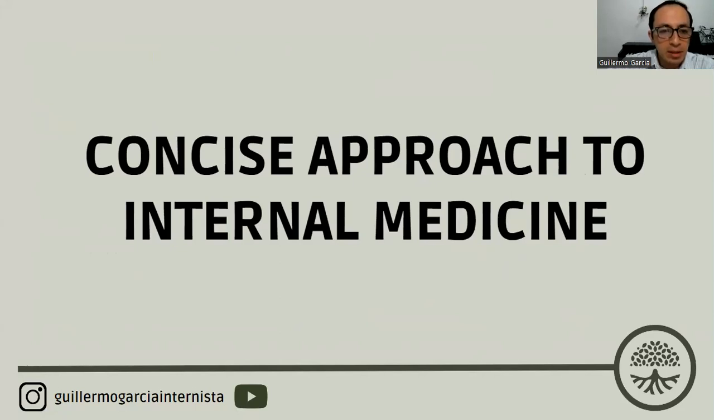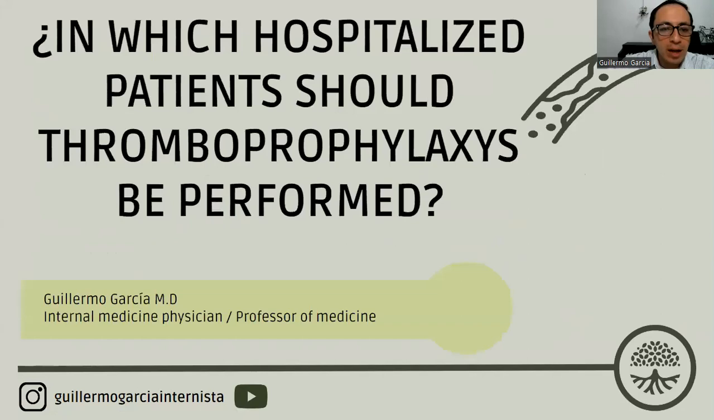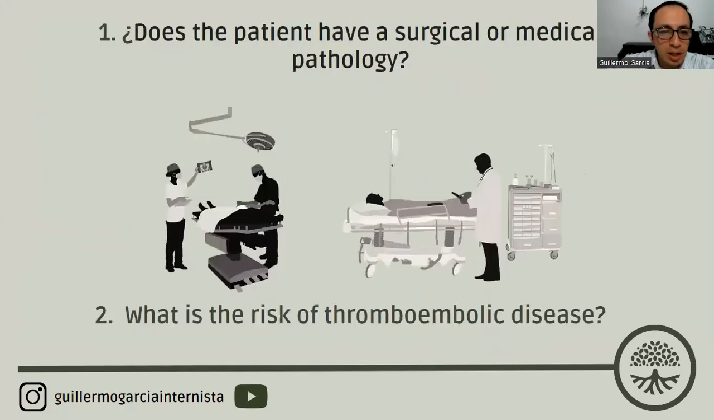I am an internal medicine physician, and today we will answer the question, in which hospitalized patients should thromboprophylaxis be performed? To begin, we must ask ourselves two other questions. The first is, does the patient have a surgical or medical pathology? The answer is important because it involves a different approach to thromboembolic disease risk. And the second, what is the risk of thromboembolic disease?